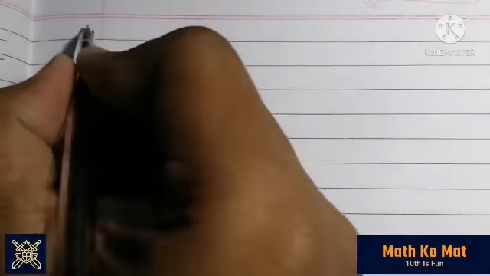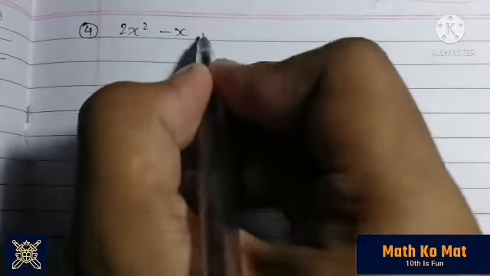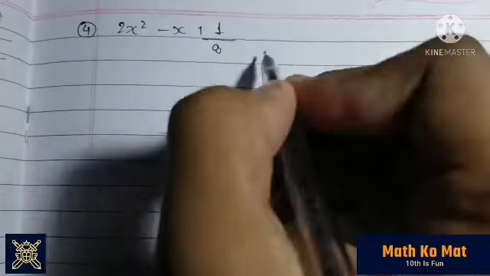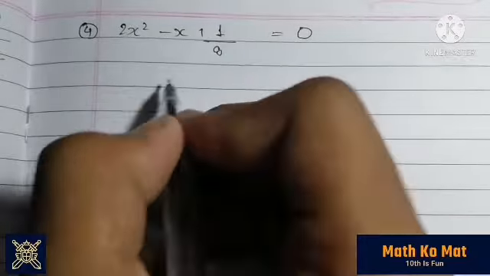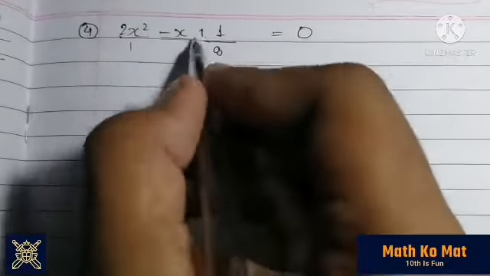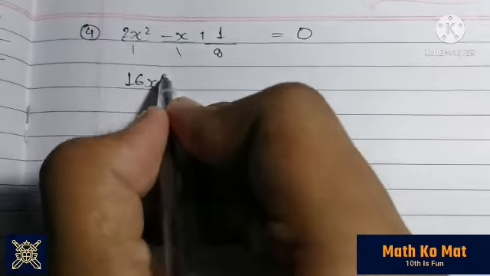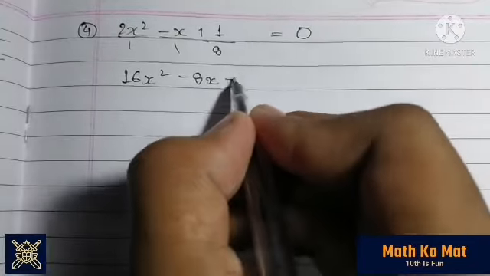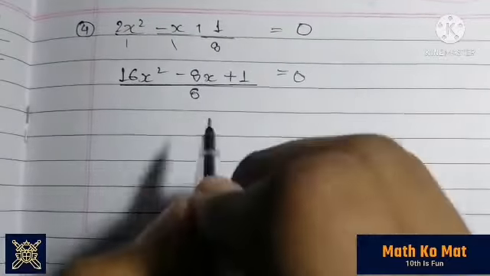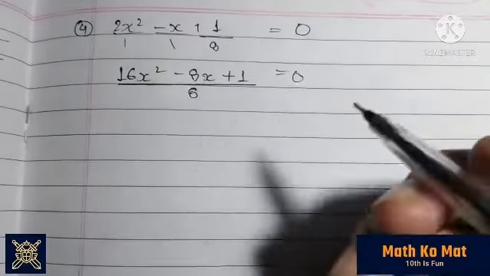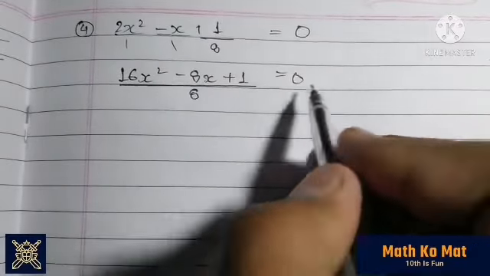So for the fourth part, we have 2x square minus x plus 1 by 8 is equal to 0. So let's take LCM of all of these. So all of them have 1, so we will multiply 8 with all. So 2 8s are 16x square minus 8x plus 1 upon 8 is equal to 0. Now you can send this 8 over that side, 8 into 0 will be 0. So 16x square minus 8x plus 1 will be equal to 0.